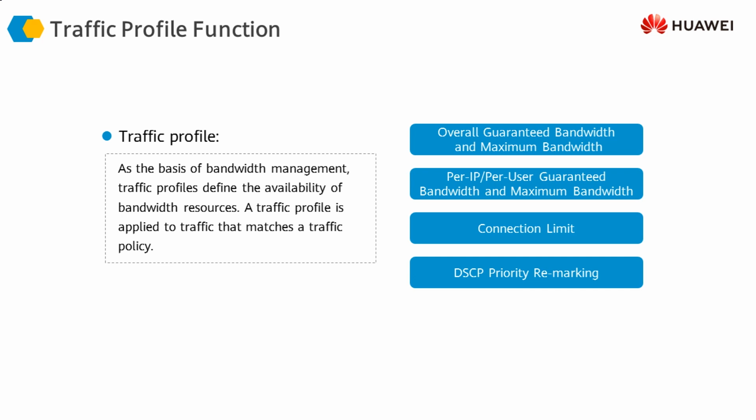This is the relationship between traffic profile and traffic policy. Traffic profile defines the values of the bandwidth and other resources, and traffic policy calls this profile and applies these values within the profile to different types of traffic which are defined in the policy.